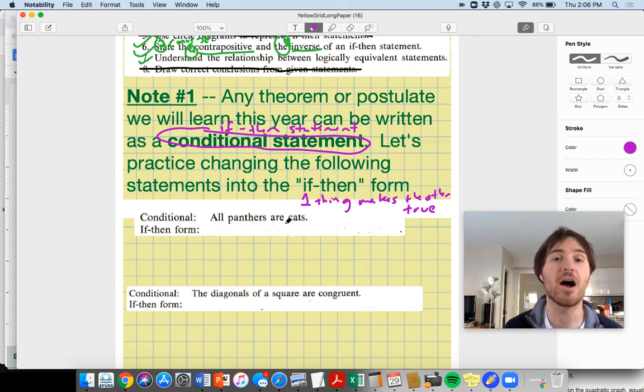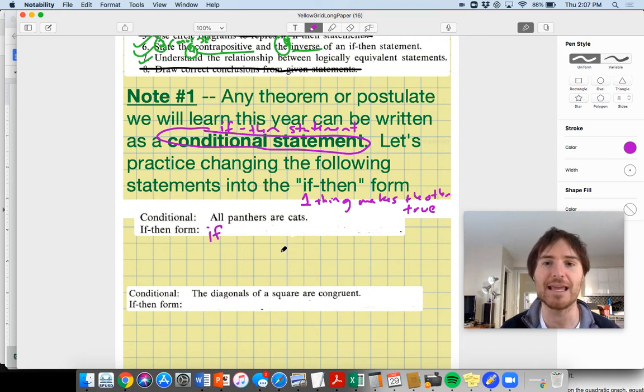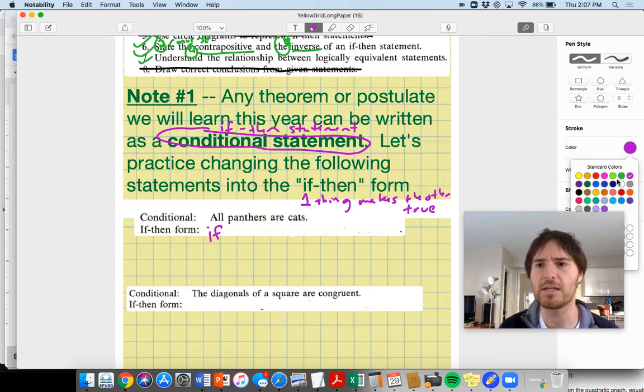So all panthers are cats, that's the statement. Equivalently in if-then form, what's our if here? What's the thing that, if we knew it were true, would make the other thing true? If you're a cat, then you're a panther. Does that make sense? Well, no. If you're a cat, you might be Garfield, or Snowball, or a Siamese cat, right?